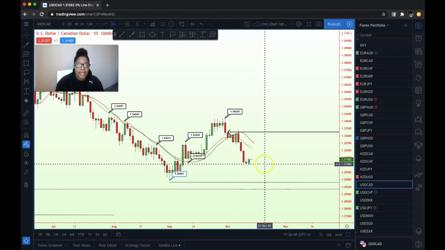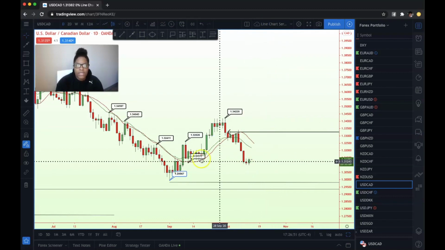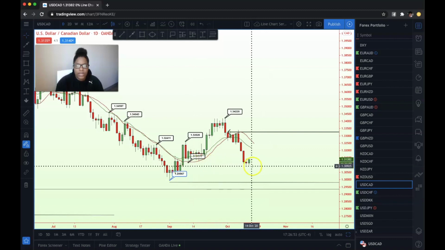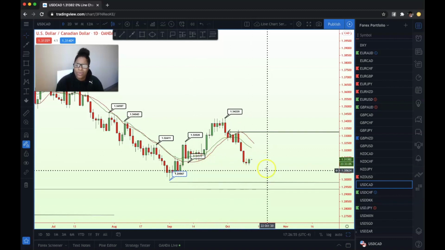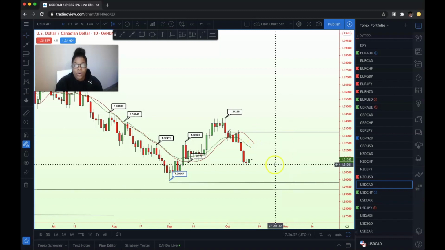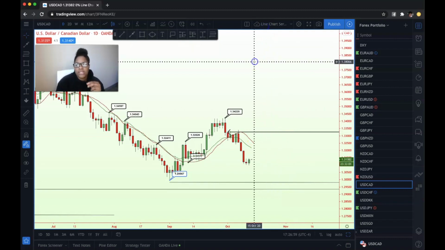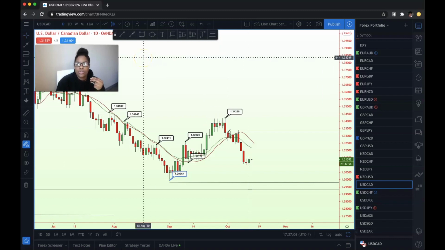But then when you look at it too, the reason why I had that was because it looks like it tested 1.31 and it went below. And I'm like, is this a lower low? Then we're going to get a lower high. Then we're going to get a lower low. I don't know. But this is how we continue with analysis, you guys. Sometimes you have to be neutral. I'm neutral on USD CAD.